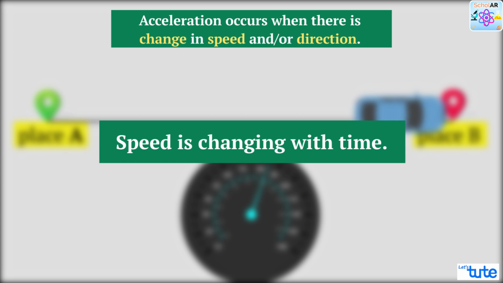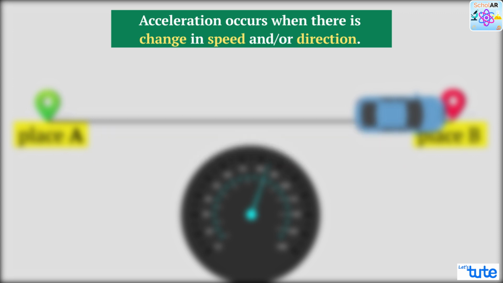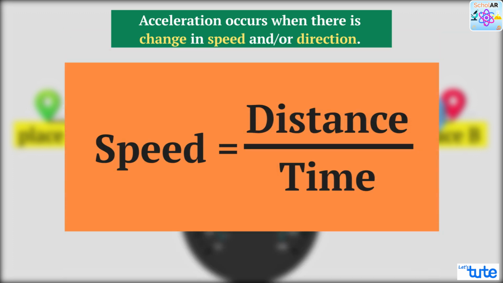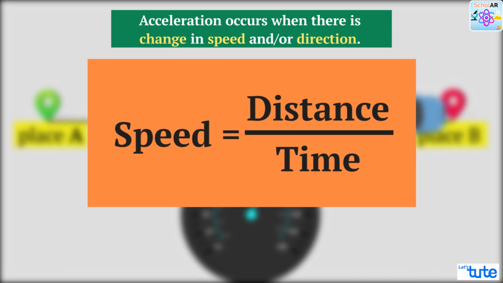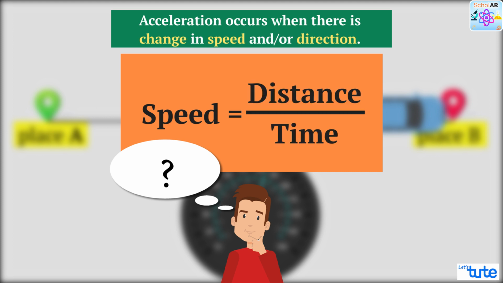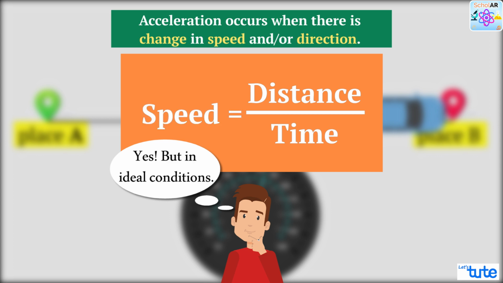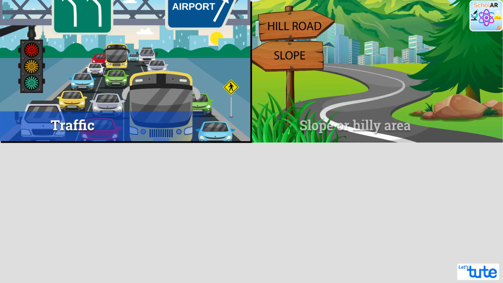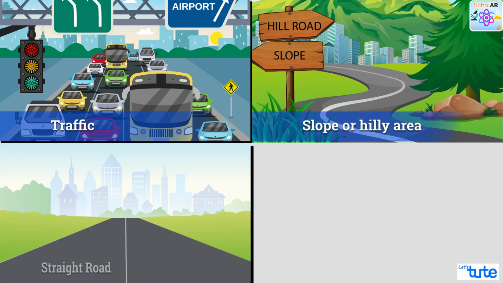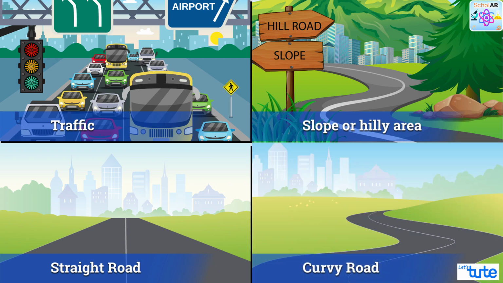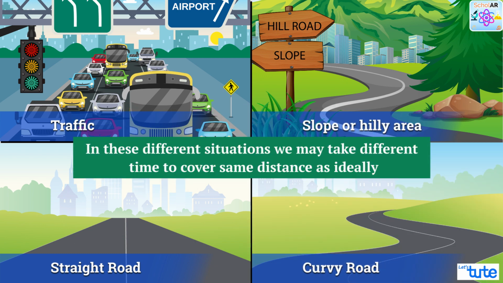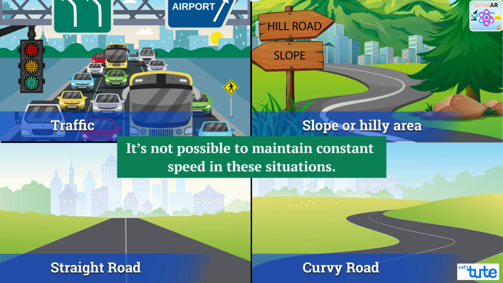I hope you have understood what is time, distance, speed and acceleration. The formula for speed is distance upon time. So what do you think? Are these the only factors that are involved when we have to calculate speed? The situation that we just spoke about is an ideal condition. But we know things like traffic, slope or hilly area, type of road, type of path, that is if it is straight or curvy, etc. In these situations, we may take different time to cover the same distance as ideally. It is not possible to maintain constant speed in these situations.